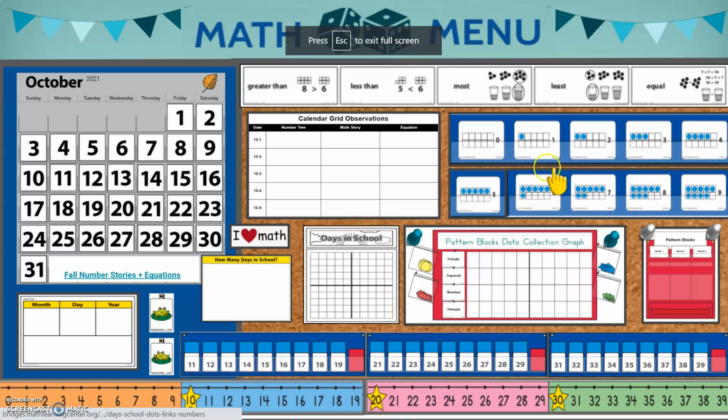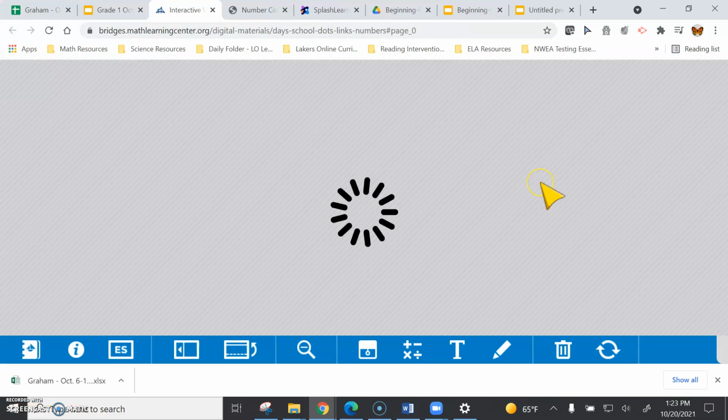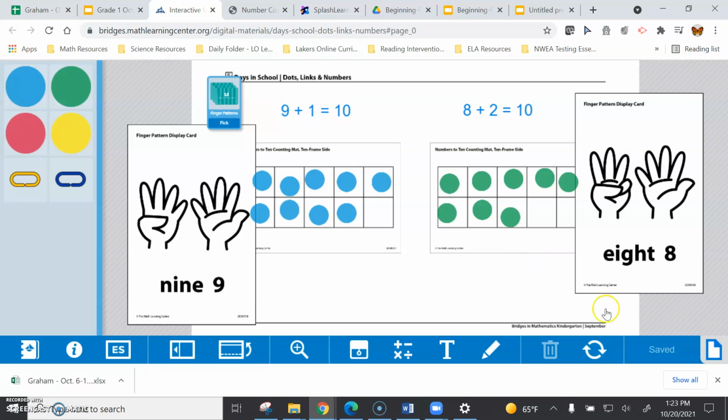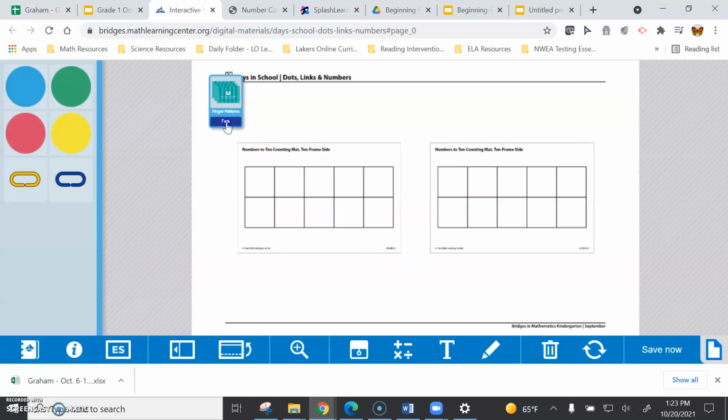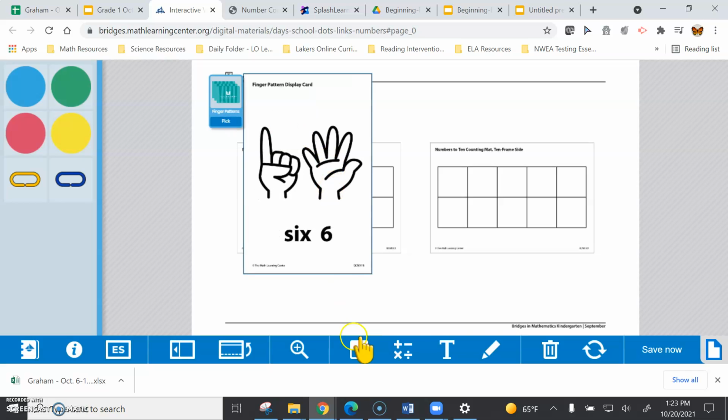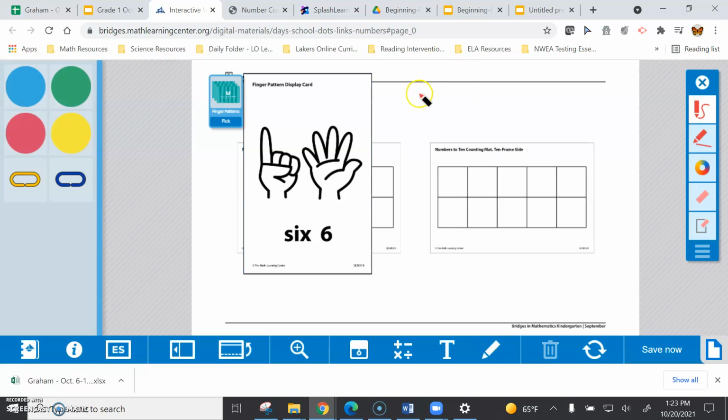I want you to think about at this time, how can we make the number 10? Ooh, let's try something different today. What if we had 6? 6 plus what would give us the number 10? 6 plus what? Do you know?